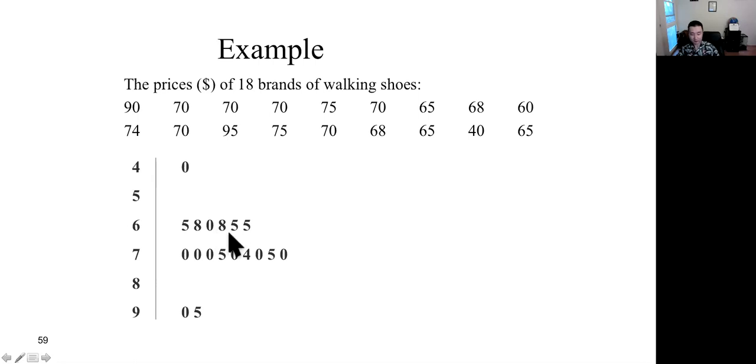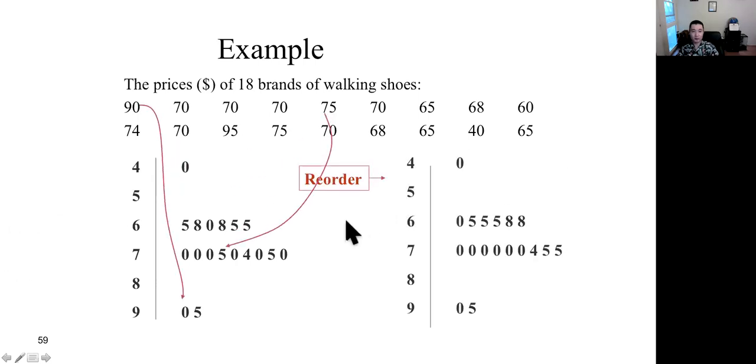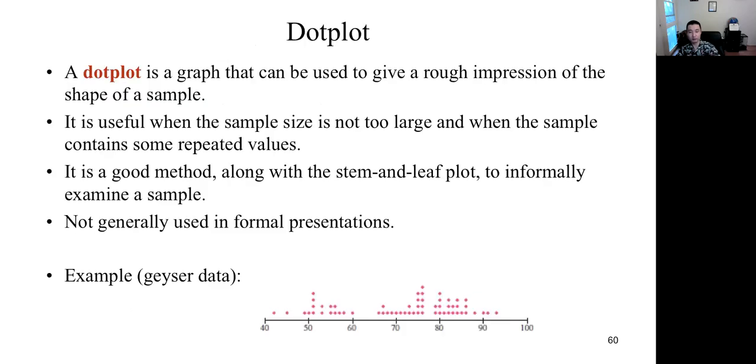And so on. But after we do that, we should reorder in this format. For example, under 60, we should arrange from small to large: 0 here, 5, 5, 5, and 8, 8. So you get the idea of how to plot the stem and leaf plot. It's very straightforward. This type of plot is not used very often, but we should at least understand what it is.